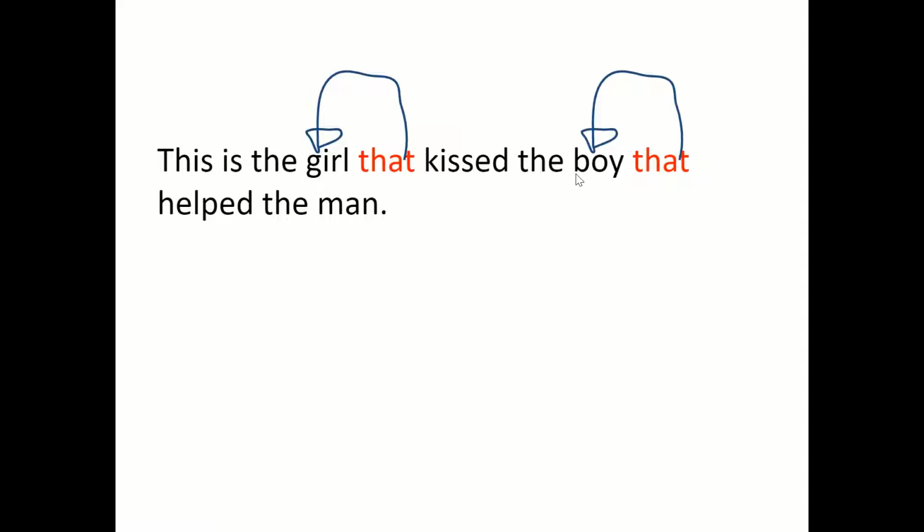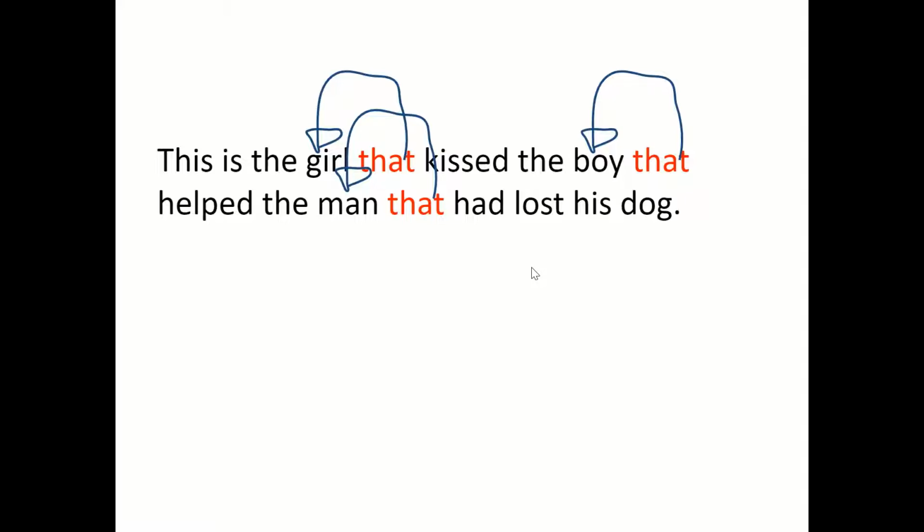And we can put another relative clause at the end of that. This is the girl that kissed the boy that helped the man that had lost his dog. Now this relative clause is referring to man. And in theory, there's no limit to how long we can make this sentence.